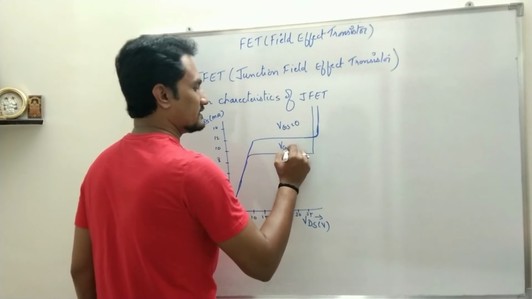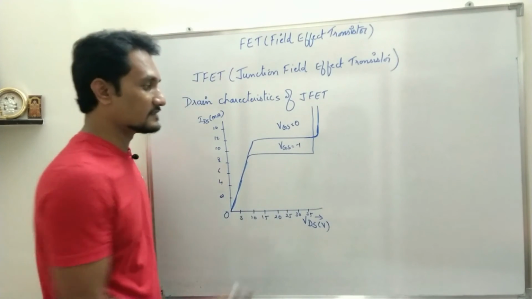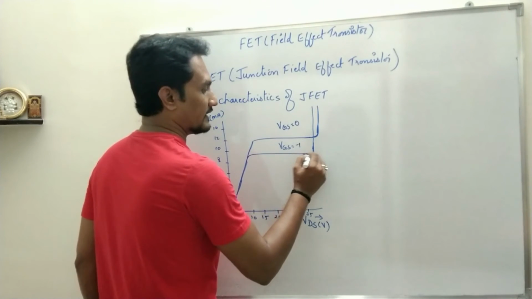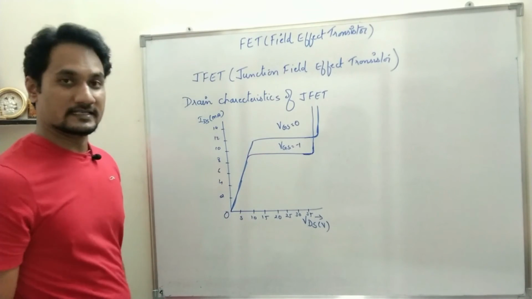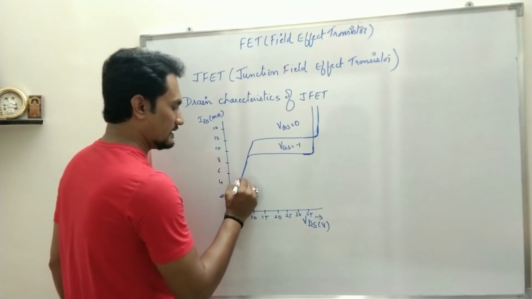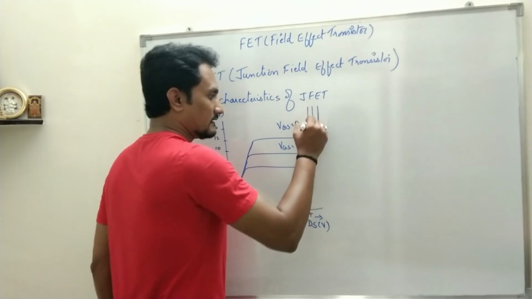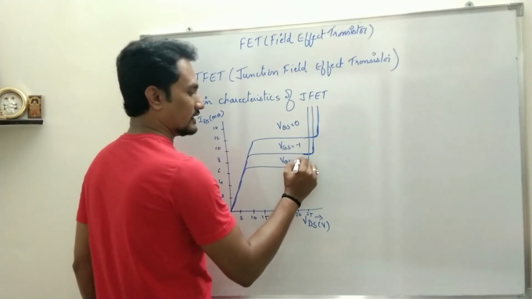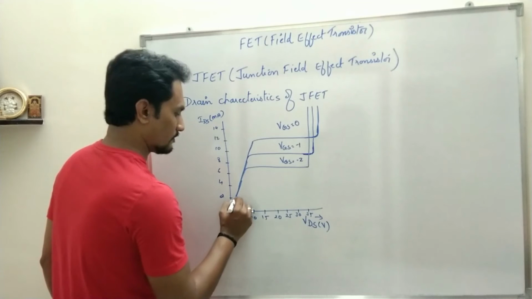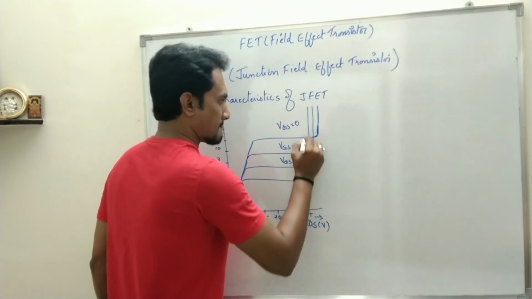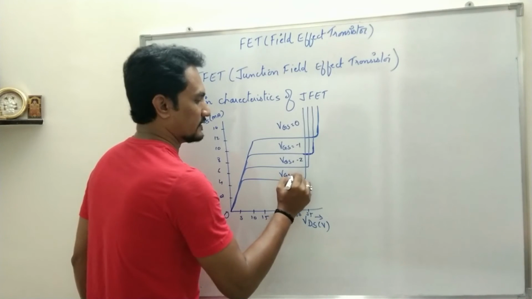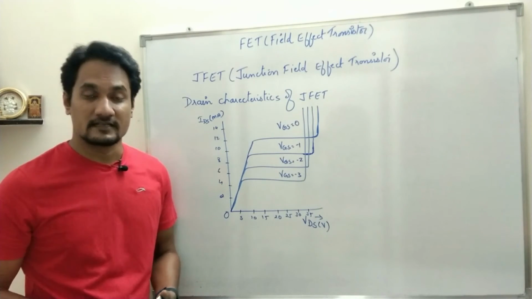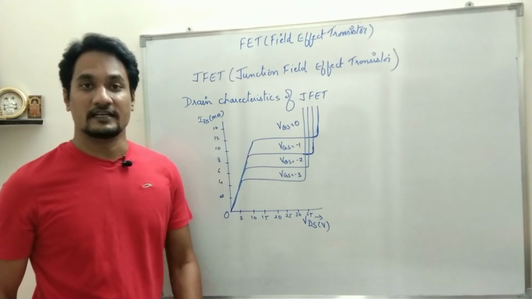IDS will decrease. Say VGS is equal to minus 1 volt. I am writing this as minus because I am applying a reverse bias potential between gate and source, so I am specifying it by a minus sign. Similarly, when I keep on increasing the reverse bias voltage, for a given value of VDS, IDS will keep on decreasing. VGS is equal to minus 3. So this is called the drain characteristics of the junction field effect transistor.